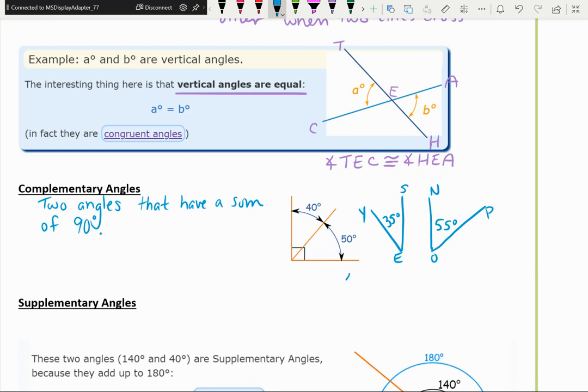So if I wanted to write a mathematical sentence here, I could say angle YES plus angle NOP is equal to 90 degrees.